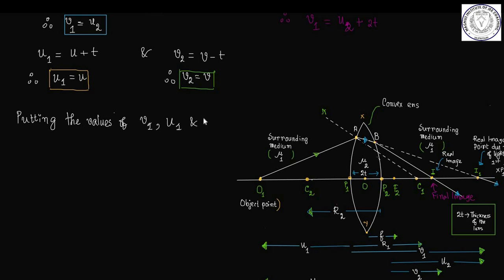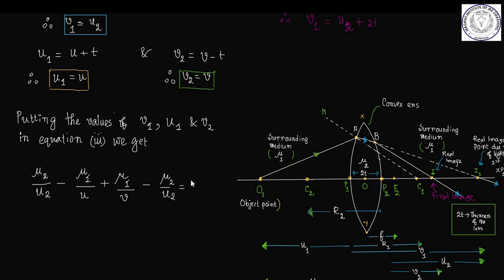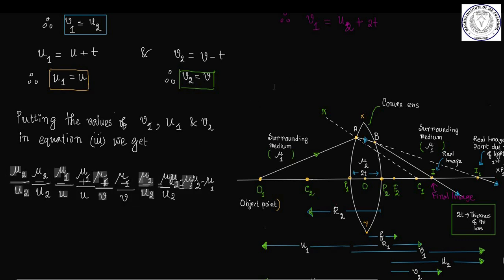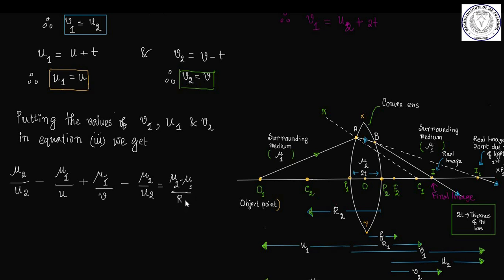Putting these values of V1, U1 and V2 in equation 3, we get mu2 by U2 minus mu1 by U plus mu1 by V minus mu2 by U2 is equal to (mu2 minus mu1) whole divided by R1 plus (mu1 minus mu2) whole divided by R2.